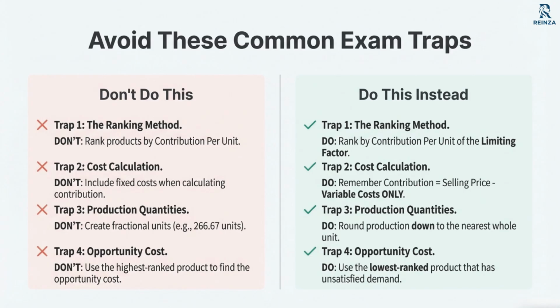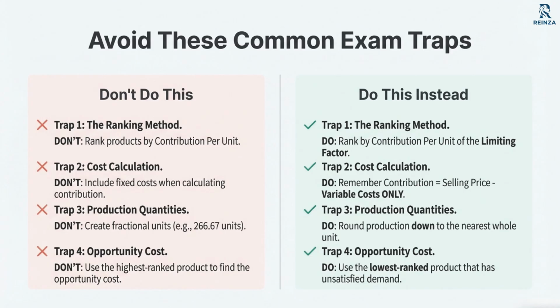Trap number 3. Production quantities. Never report fractional units in your production plan. You cannot make 266.67 products. Always round down to the nearest whole number. Even if your calculations give you a remainder, the answer is the whole number below.